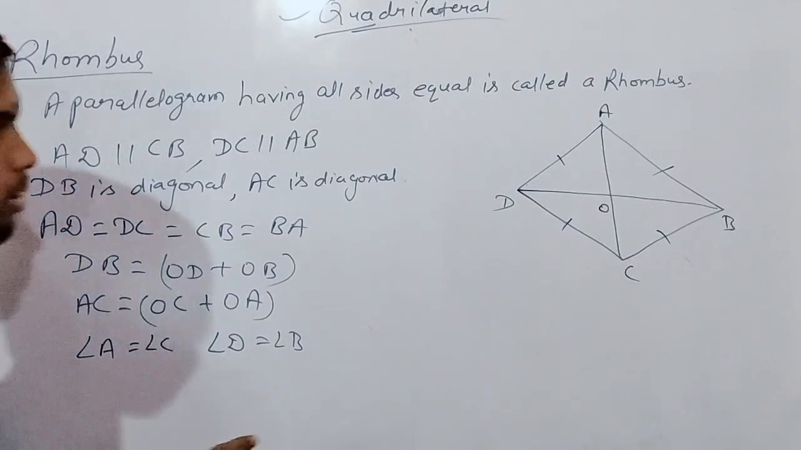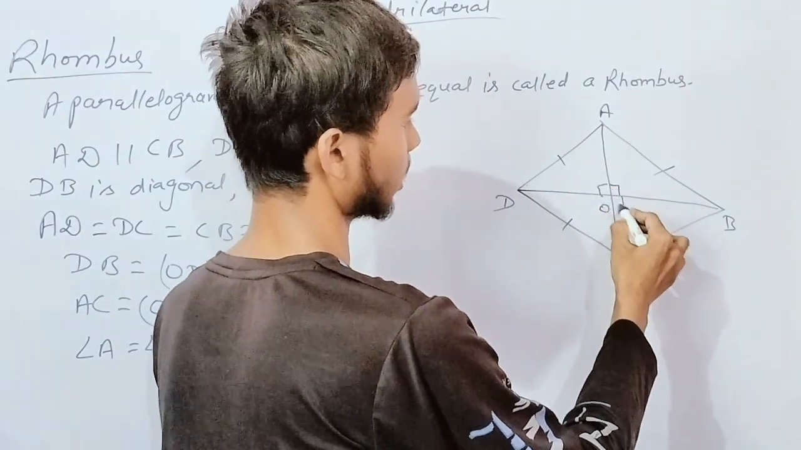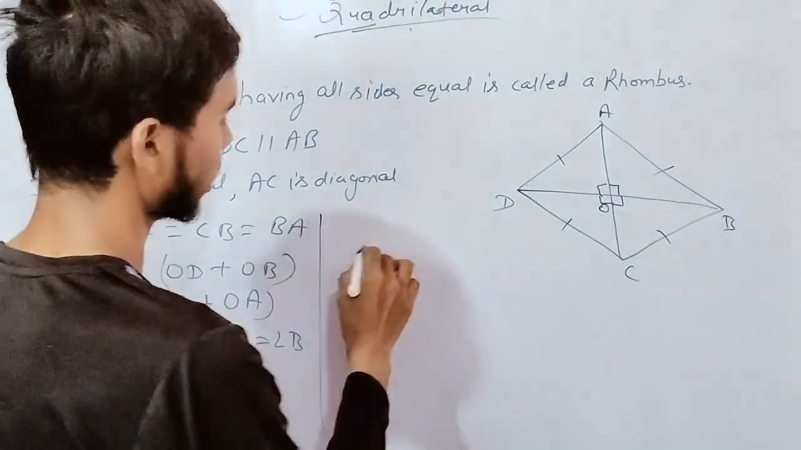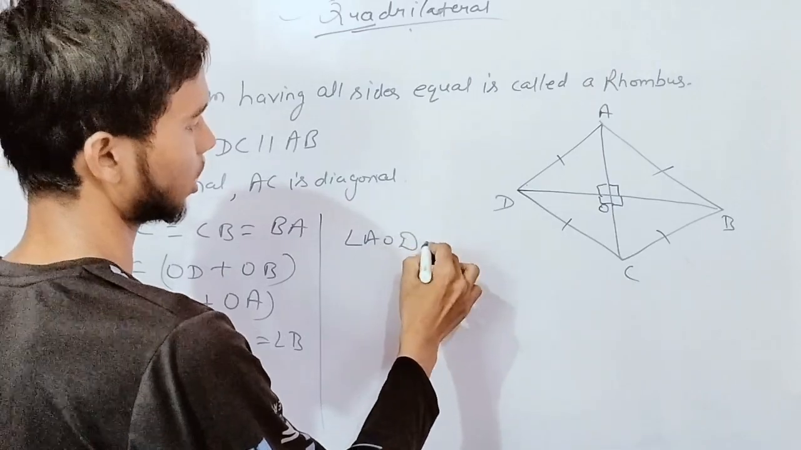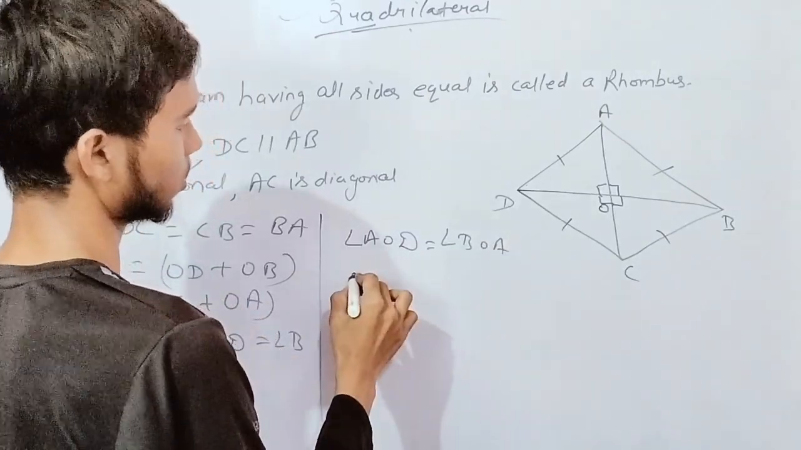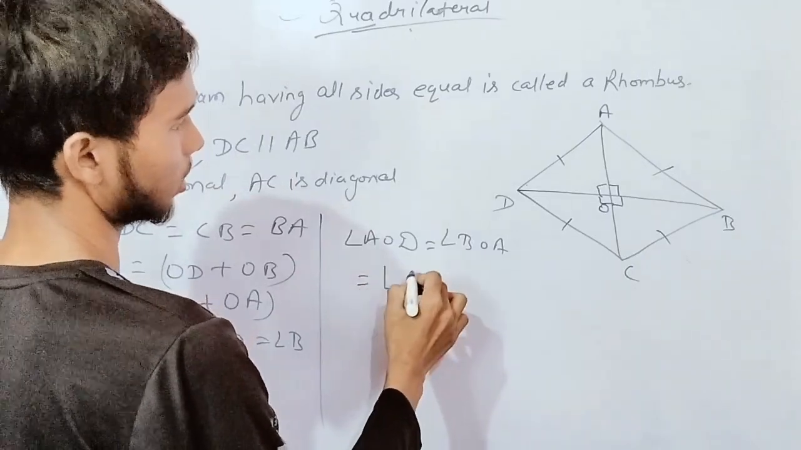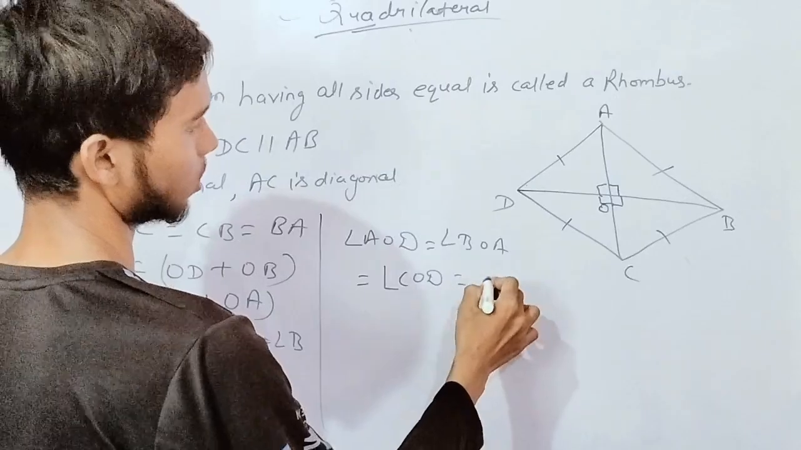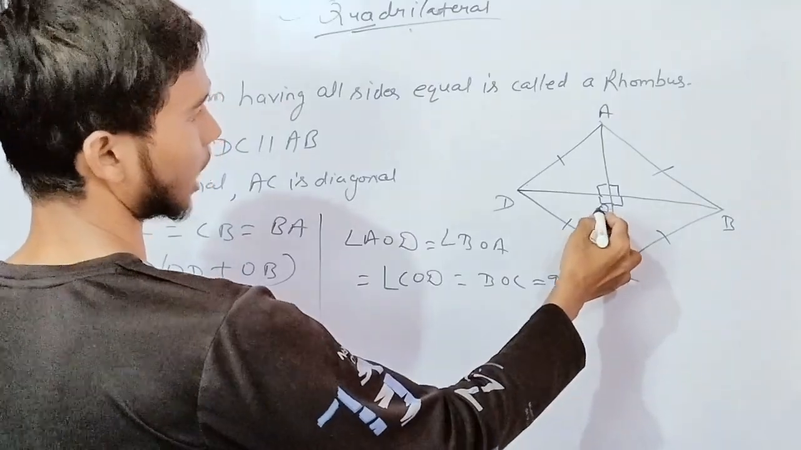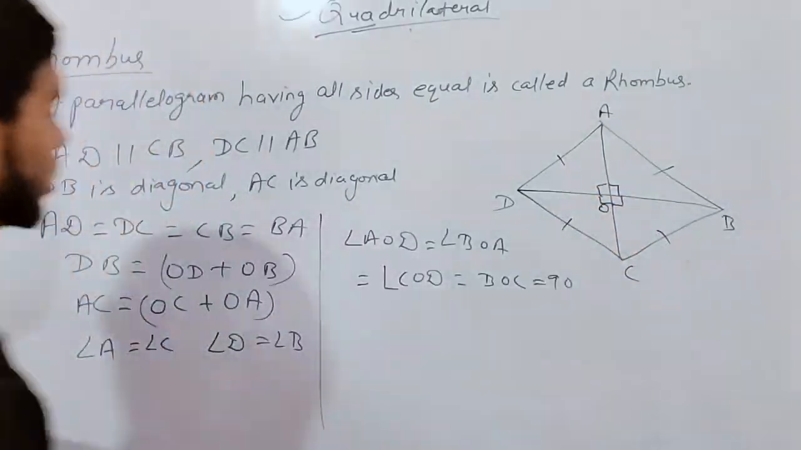Now what else? Something else you can observe. This is making 90 degrees. This is making 90 degrees. This is also making 90 degrees. You can say angle AOD is equal to angle BOA is equal to angle COD is equal to BOC is equal to 90 degrees. Here the angle is making 90 degrees, here also 90.